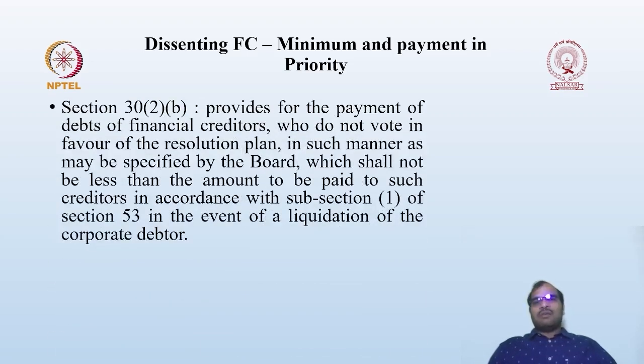If you observe section 30 subsection 2 clause B, it provides for the payment of debts of financial creditors who do not vote in favor of the resolution plan. So if any financial creditor does not vote in favor of the resolution plan, in such cases you are expected to make the payment in priority.